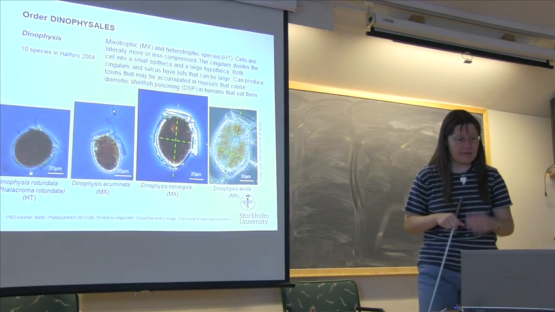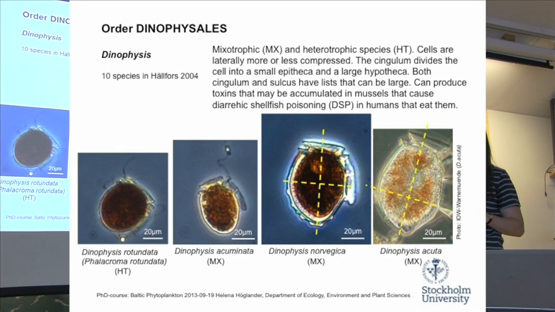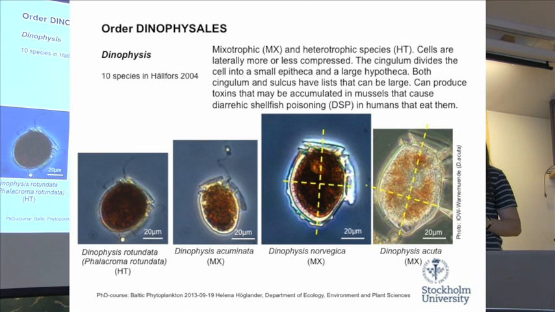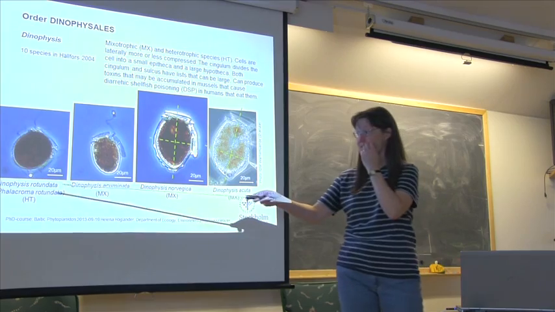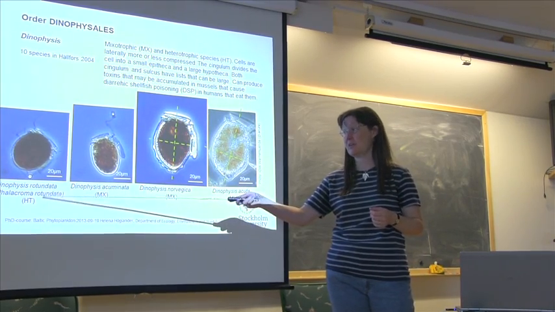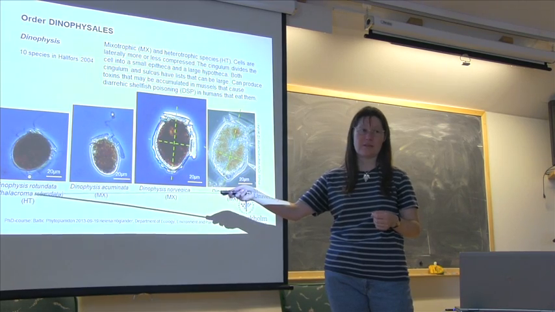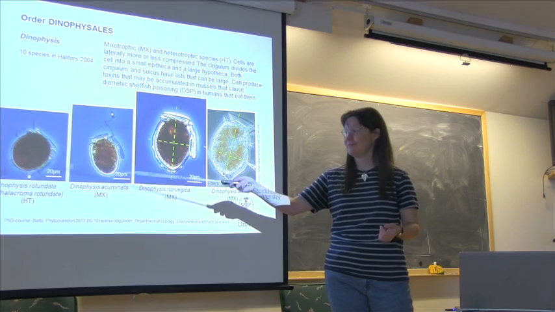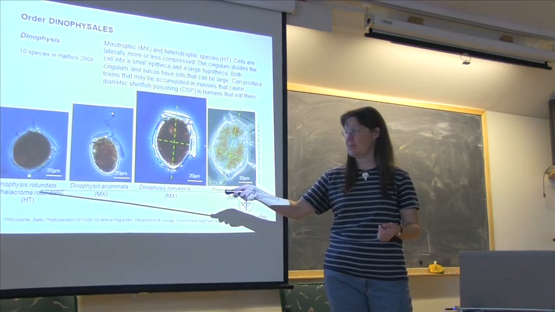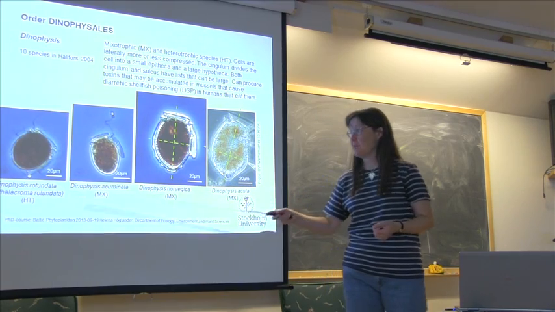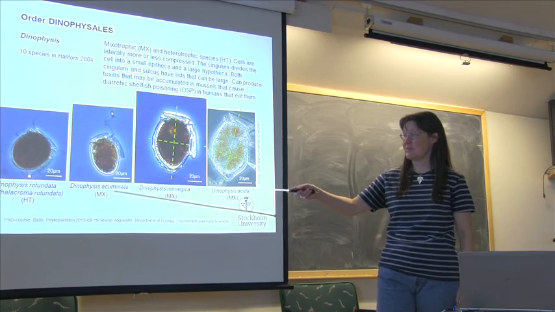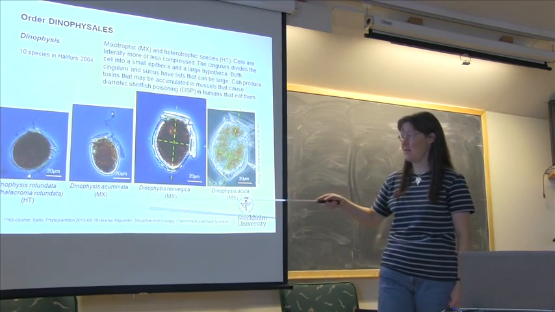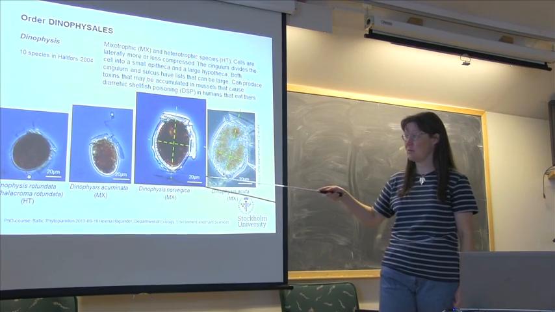Questions? And then we have these Dinophysis. It's a genus that has both mixotrophic and heterotrophic species in the Baltic. The most common heterotrophic species is this. It has been called Dinophysis rotundata, but it's also called Phalacroma rotundata, another genus. So I'm not really sure what it should be called now, I think it's Phalacroma nowadays. But other common groups are especially Dinophysis acuminata and Dinophysis norvegica. These are the most common in the Baltic.